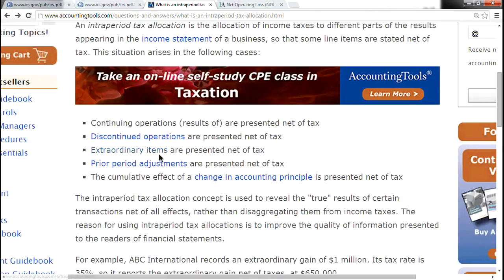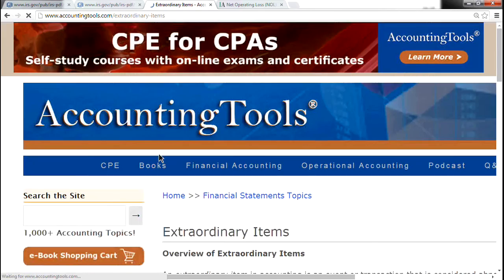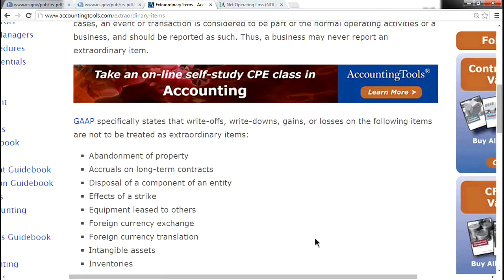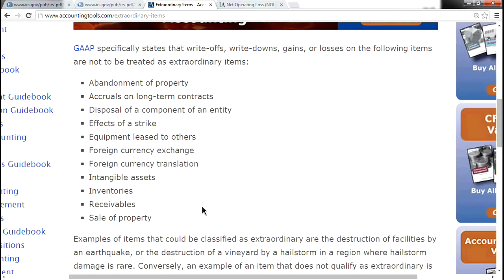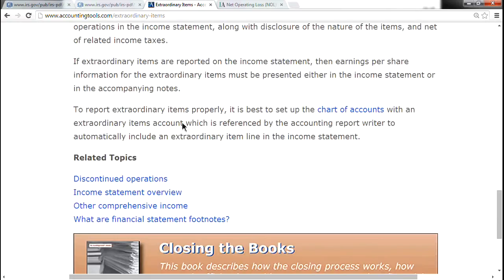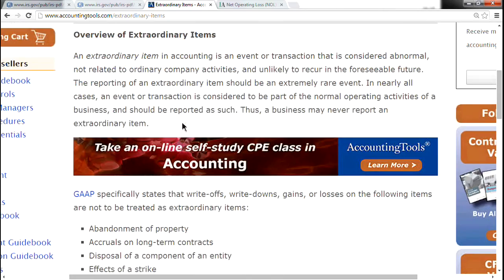Okay? Let's remind ourselves of what extraordinary items are. Here are some examples of extraordinary items. GAAP specifically states that write-offs, write-downs, gains or losses on the following items are not to be treated as extraordinary items. All right. So let's look at some examples. As it says here, this is some good terminology. The reporting of an extraordinary item should be an extremely rare event.